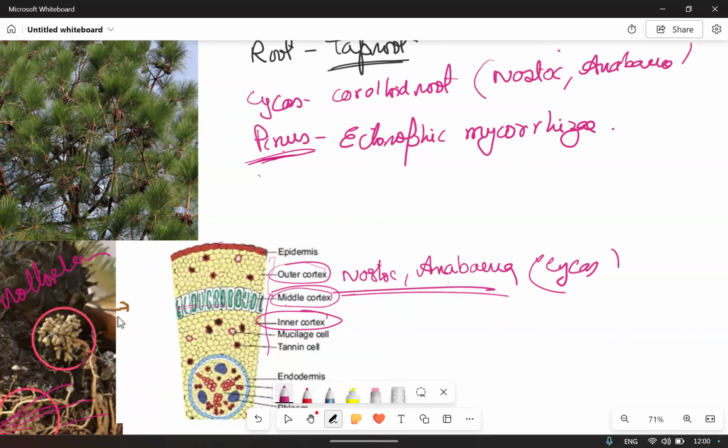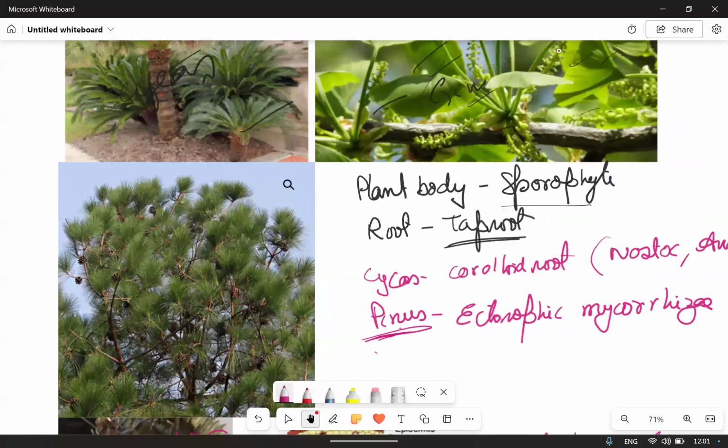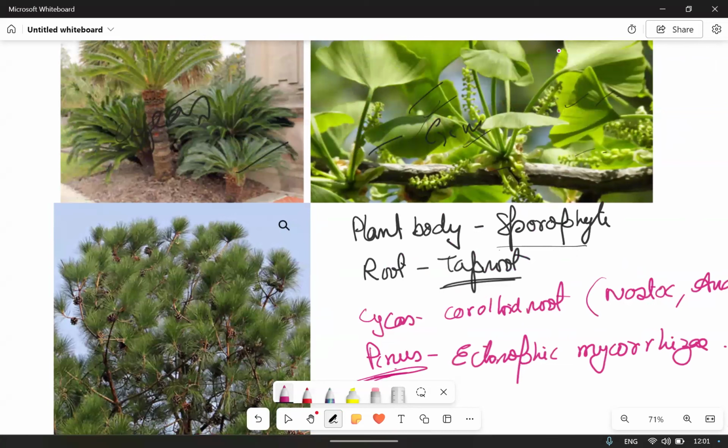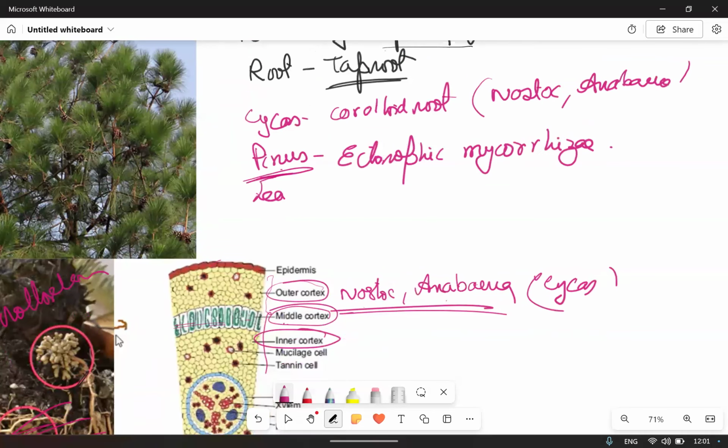When you see the cycas stem, it is like a coconut trunk, that is cortex. Like that only you can see the cycas. And the leaves show xerophytic adaptations. Important. Leaves show xerophytic adaptations. What are xerophytic features? What are those? The most important, thick cuticle.